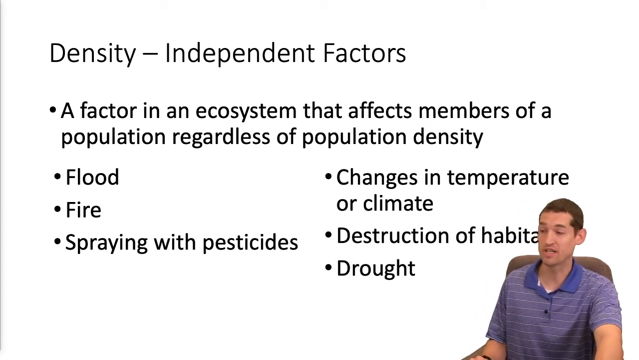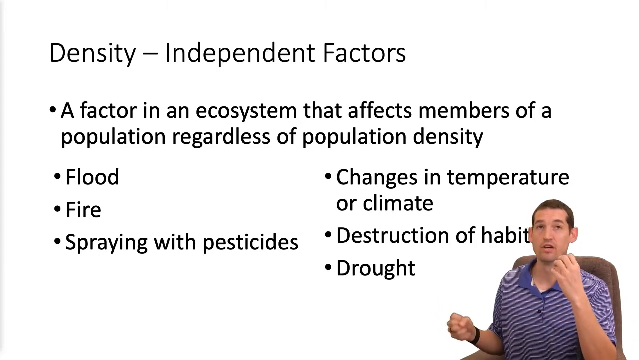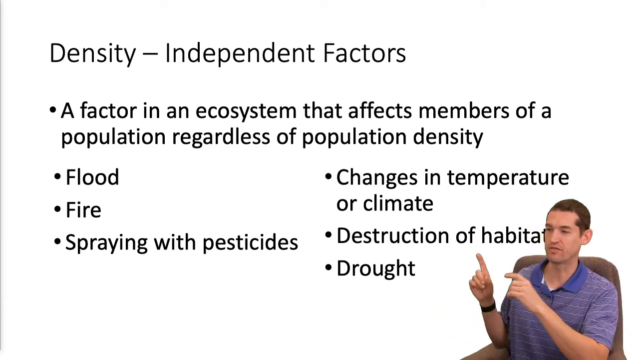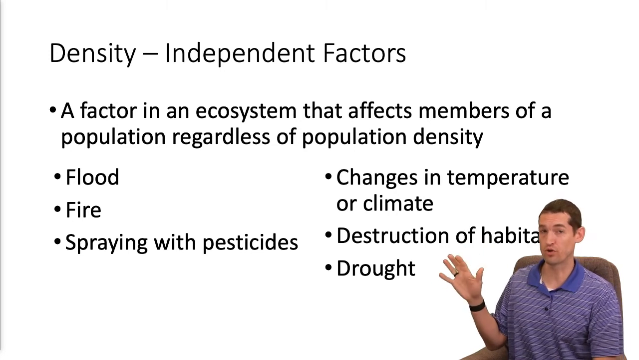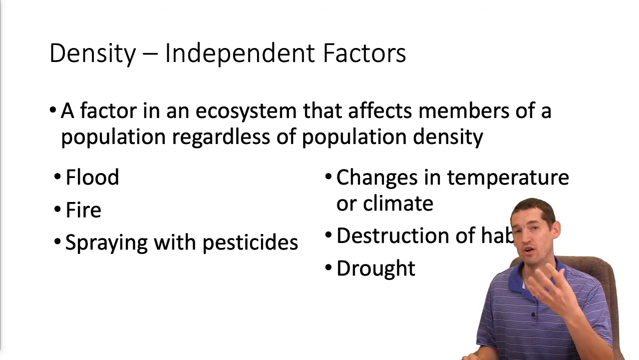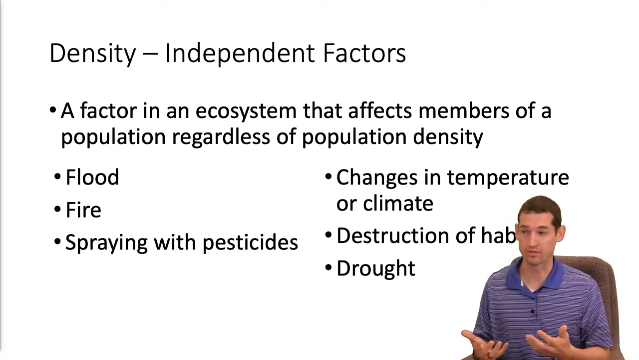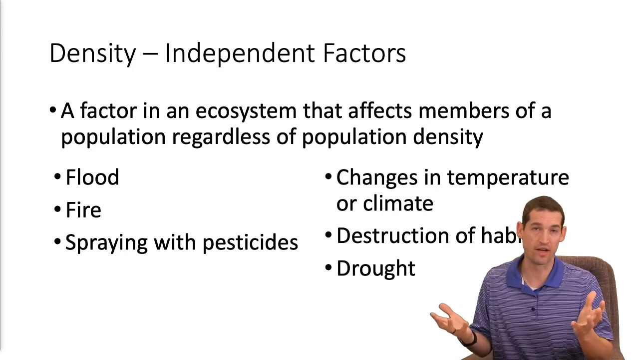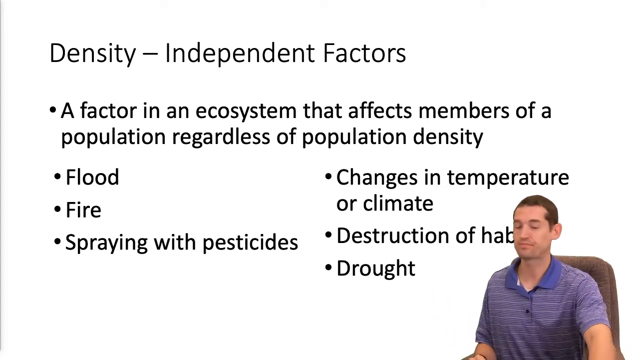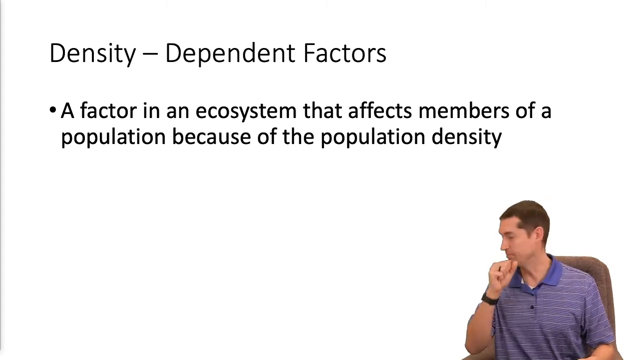Or destruction of habitat or drought. These are all things, again, we're not talking about human caused, like our population numbers causing this. We're just talking about if the habitat was already destroyed, it's not going to have more of an effect or less of an effect on that population if there's 1 of them or if there's 1,000. It'll have the same effect. Their habitat is still destroyed. Same with a drought.